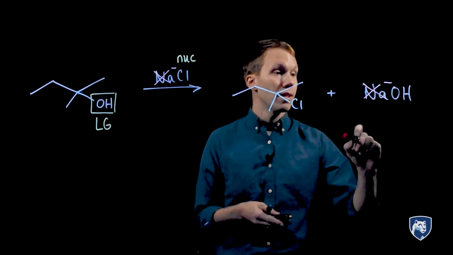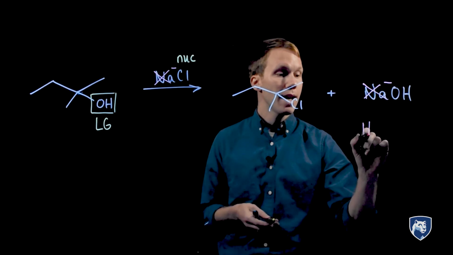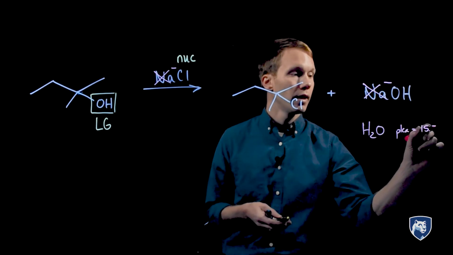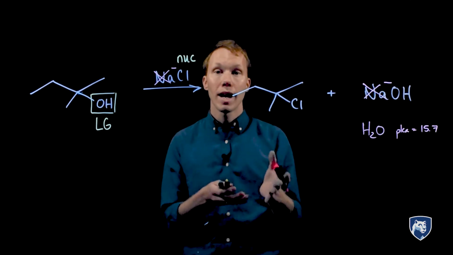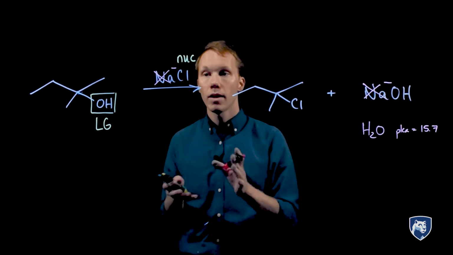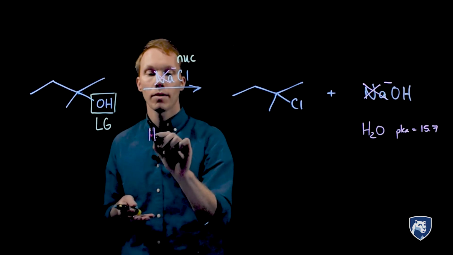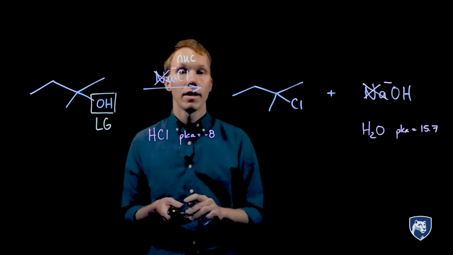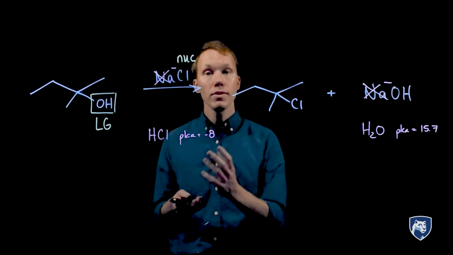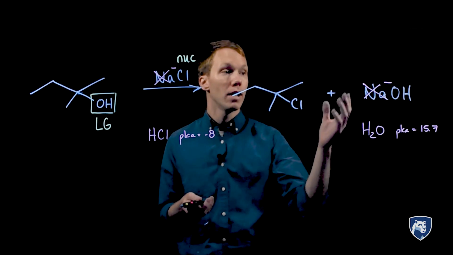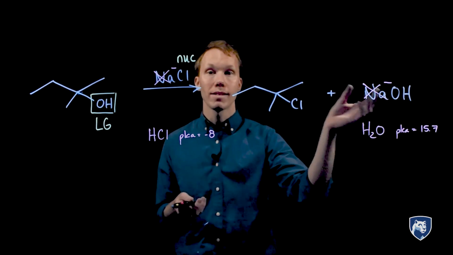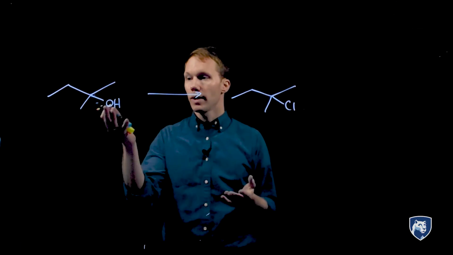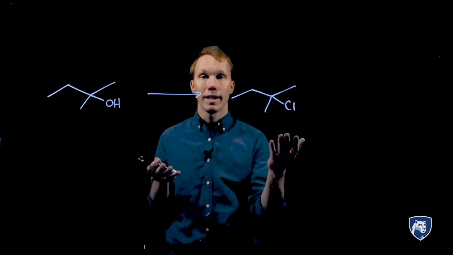We know that hydroxide is a strong base because the pKa of water is 15.7. It is greater than 11, so we know hydroxide is a strong base. Compare that to chloride, where the conjugate acid pKa is -8. It's a very weak base. This reaction will not get off the ground because we are producing a stronger base than my nucleophile. What can we do to get this reaction to go from alcohol to alkyl halide?